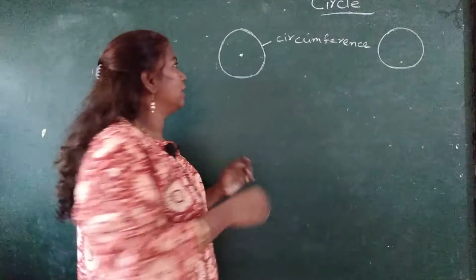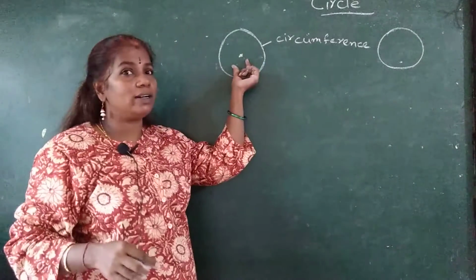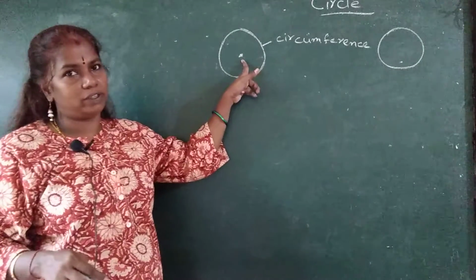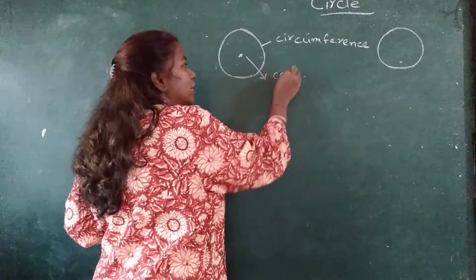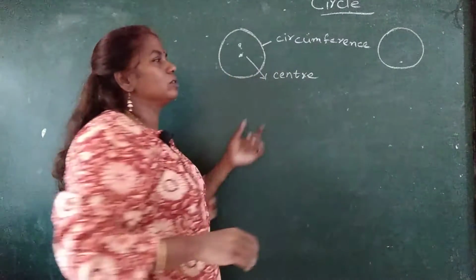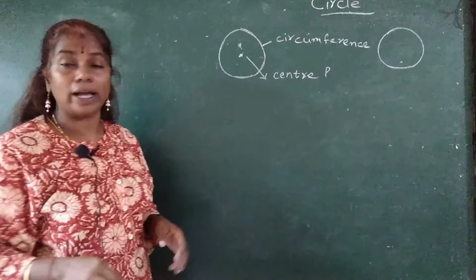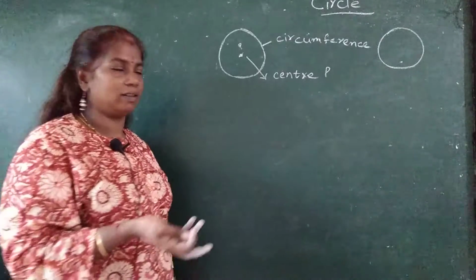Fine. Next, this center. What I told? Center. Where is it? In the center of this figure. So, it is known as center. Okay. Now, if I name this as P, so what will we say? Center P. Got it? You have to name everything. Otherwise, how will we call it?